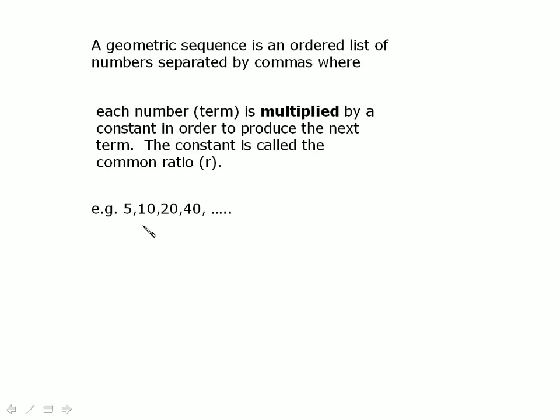It's not just a random assortment of numbers, but there is a pattern. 5 multiplied by 2 is 10. 10 multiplied by 2 is 20. 20 multiplied by 2 is 40. And the geometric sequence must have that same multiplier, the same common ratio, always. Otherwise, it's not a geometric sequence. And this other one, 2, 1, 1/2, 1/4, 1/8, is also a geometric sequence. The numbers aren't quite as easy to work with, but it still is.